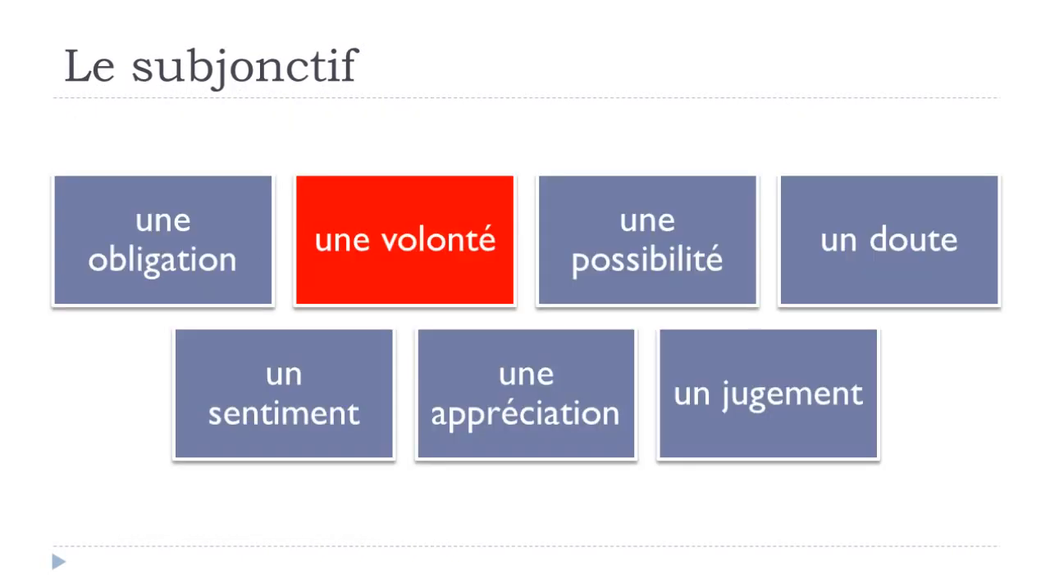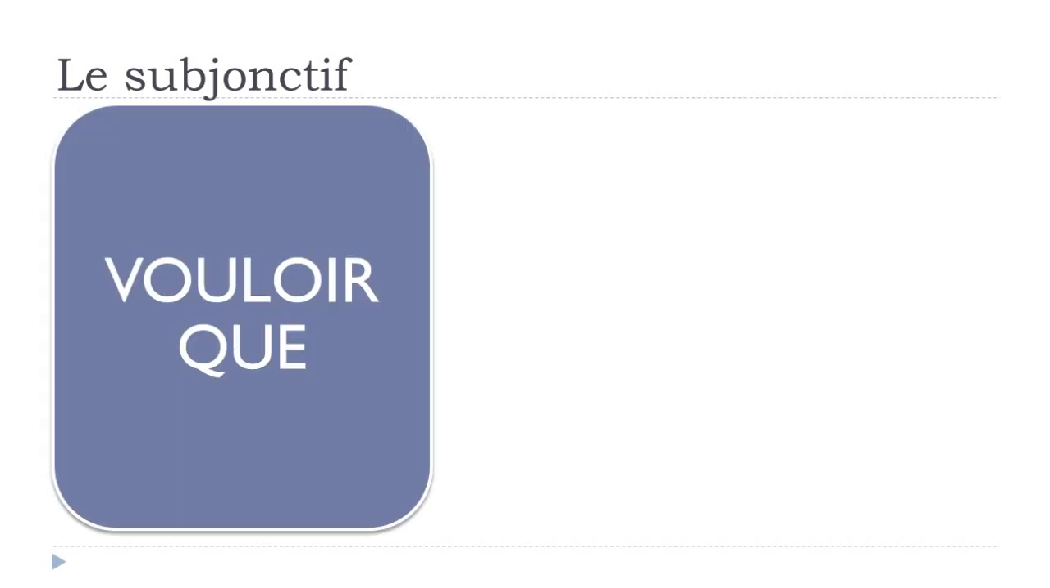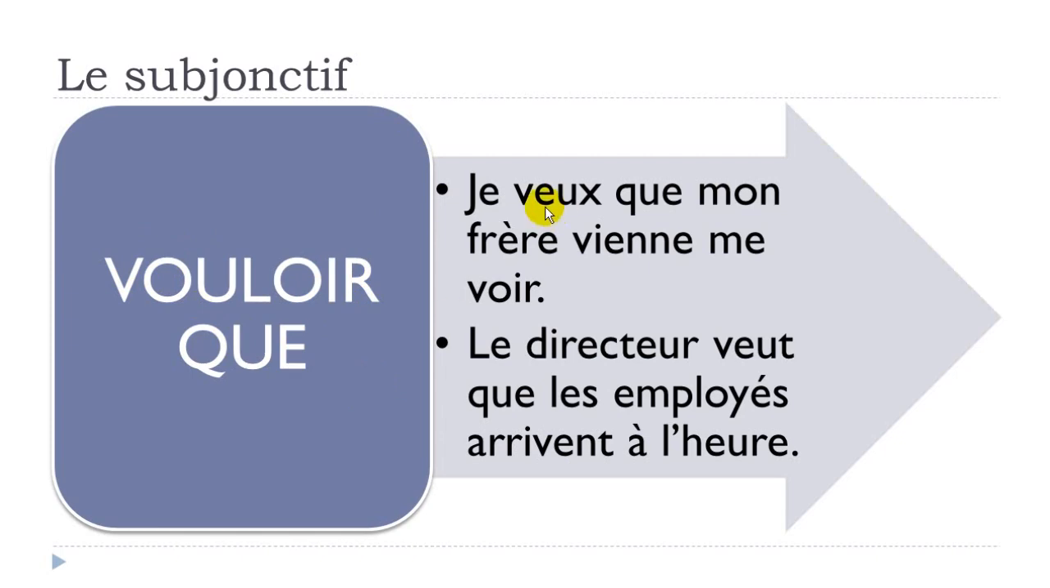So, une volonté, something you want to do, and then the verb that normally we tend to use is the verb vouloir, to want, okay? Vouloir que will be followed by le subjonctif. For instance, je veux que mon frère vienne me voir, all right? Je veux que mon frère, my brother, here you've got the subjunctive form of venir, to come, me voir, see me, okay?